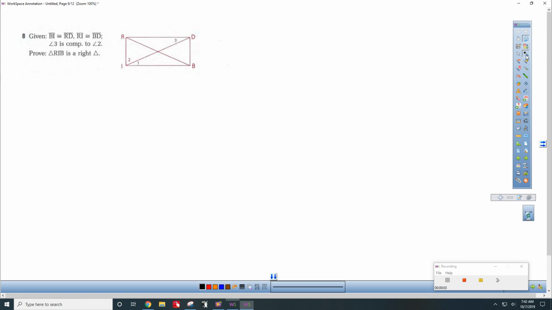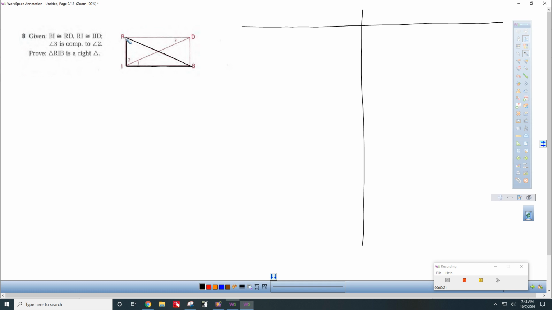We're here with kind of a sneaky, tricky proof. It took me a while to figure this out, thanks to the help of Mr. Pletz. Let's try to walk you through what we're going to do. We're trying to prove that RIB is a right triangle. One way to do that is to prove that angle 2 is complementary to angle 1.